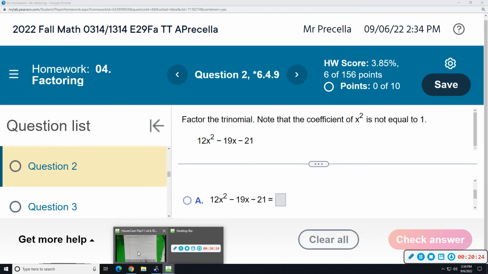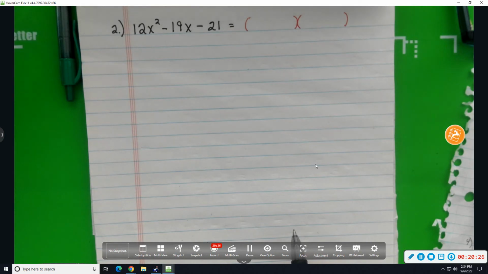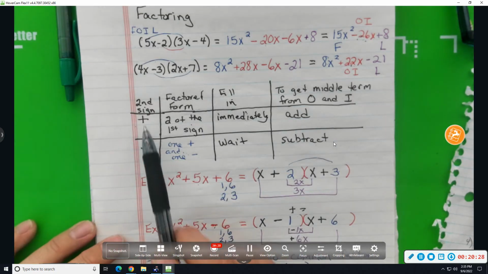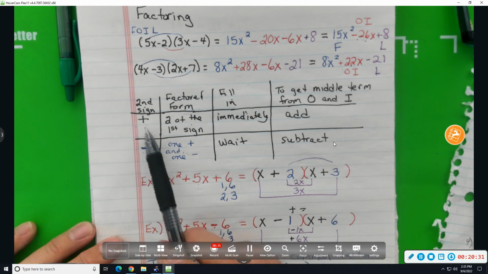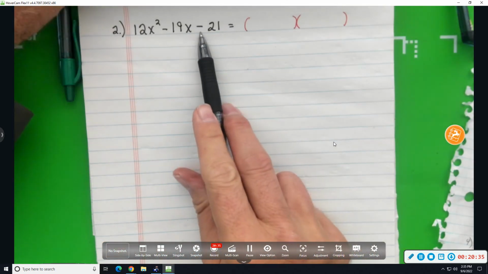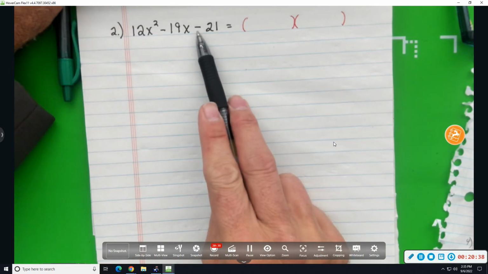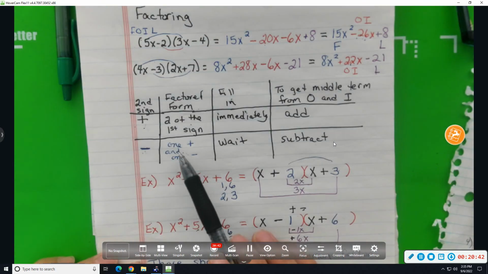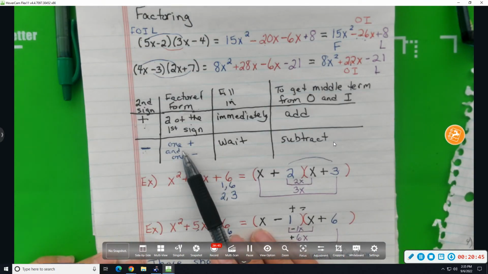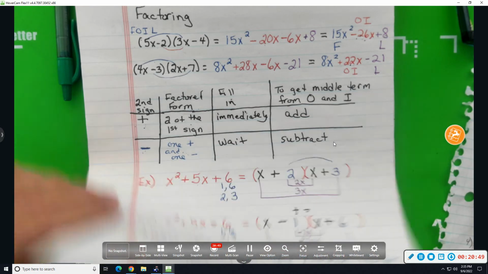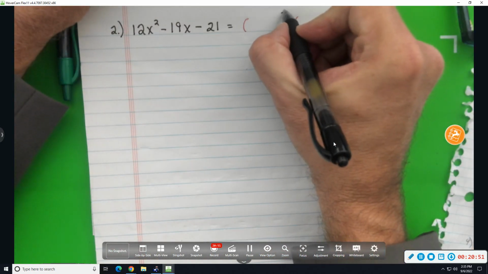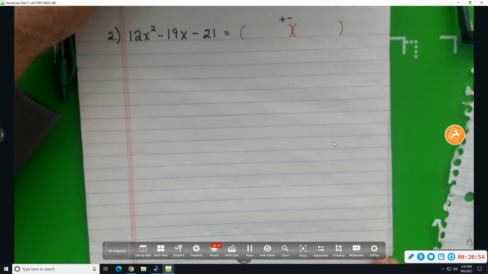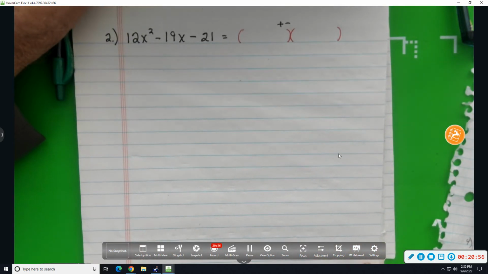I've written the problem down. And on my table, I think it's this one where the second sign is minus. Yeah, the second sign is minus. The second sign is the negative in front of the 21. So we're going to have 1 plus and 1 minus, but we've got to wait to fill it in because we don't know where the plus goes and where the minus goes. So I'm just going to make a note. We have a plus and a minus. A plus and a minus.